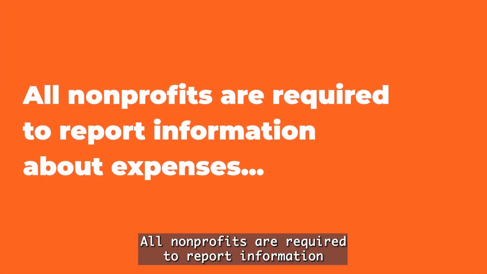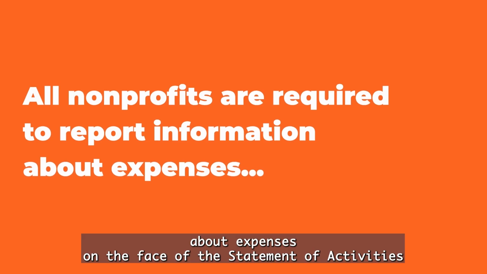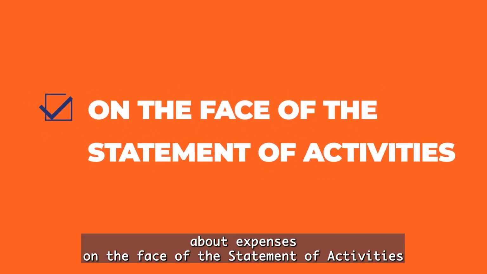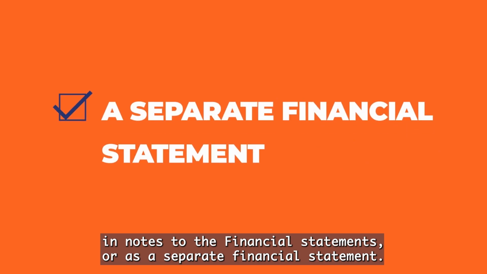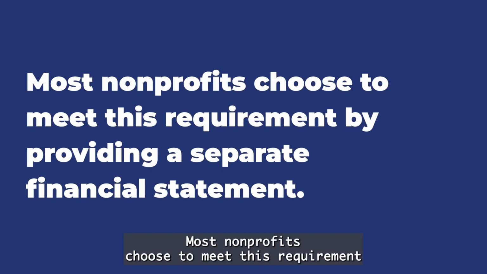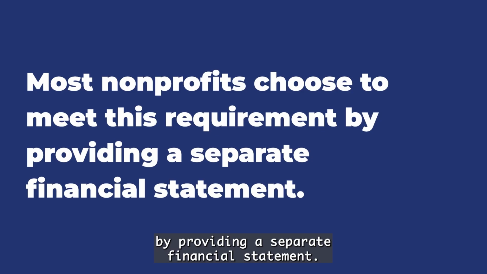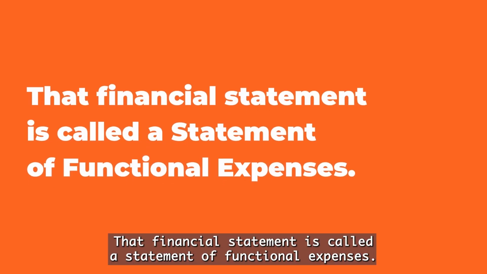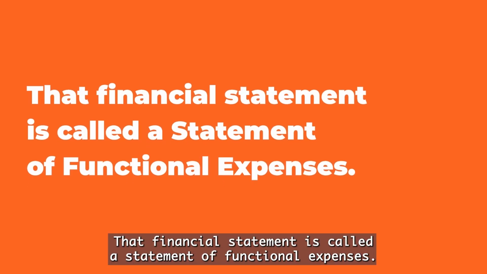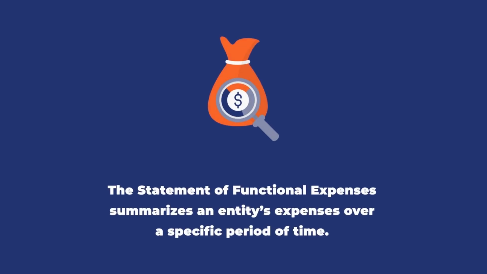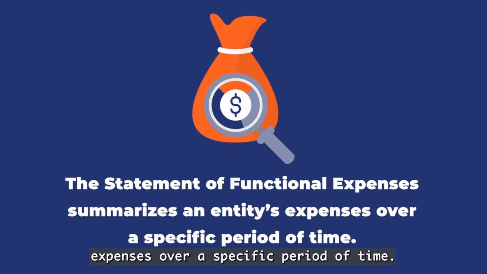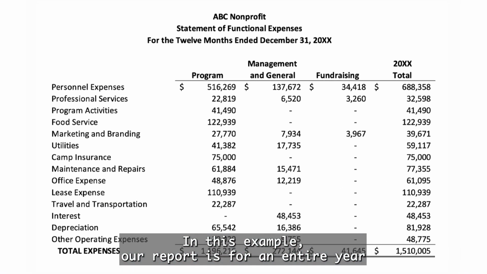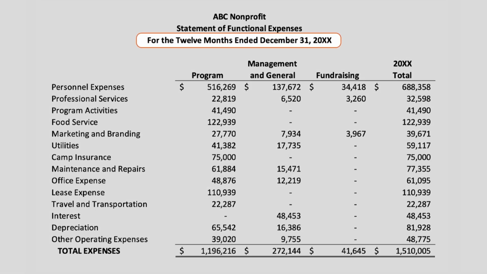All nonprofits are required to report information about expenses on the face of the Statement of Activities, in notes to the financial statements, or as a separate financial statement. Most nonprofits choose to meet this requirement by providing a separate financial statement. That financial statement is called a Statement of Functional Expenses. The Statement of Functional Expenses summarizes an entity's expenses over a specific period of time. In this example, our report is for an entire year.